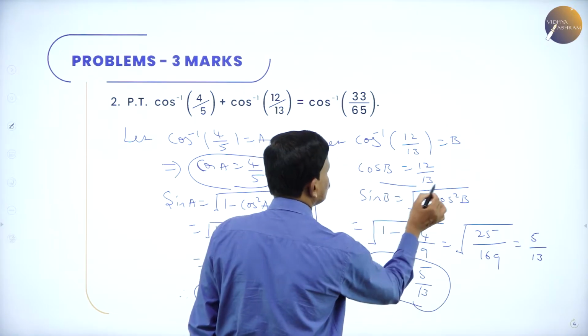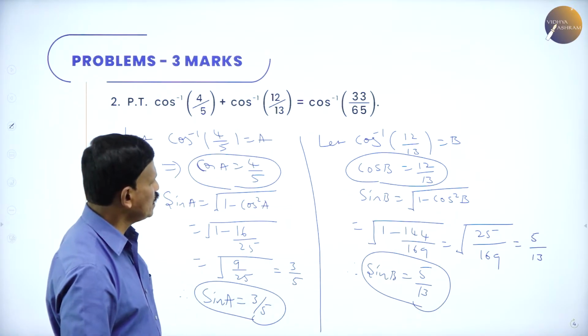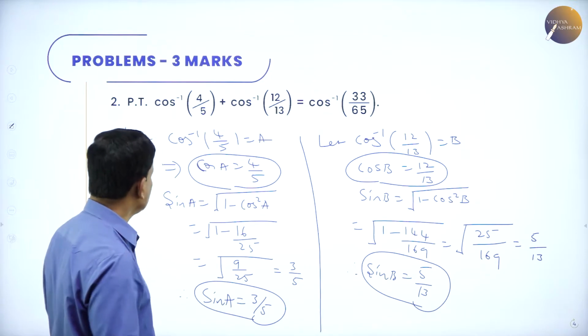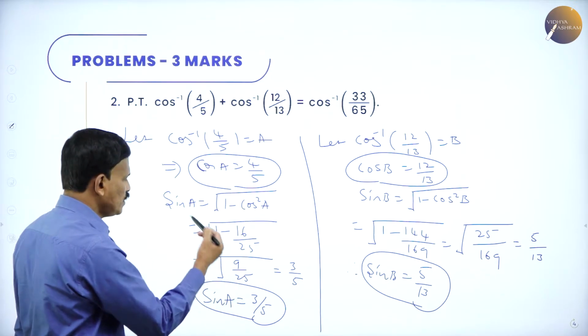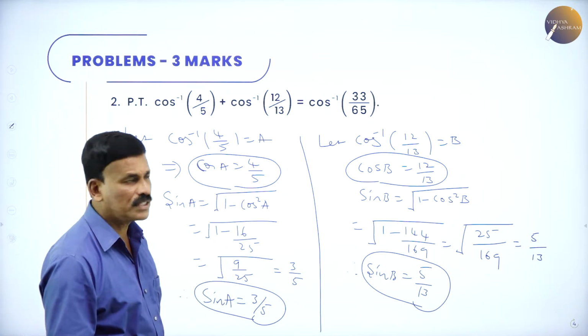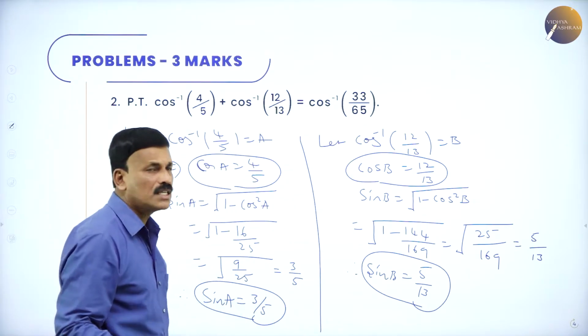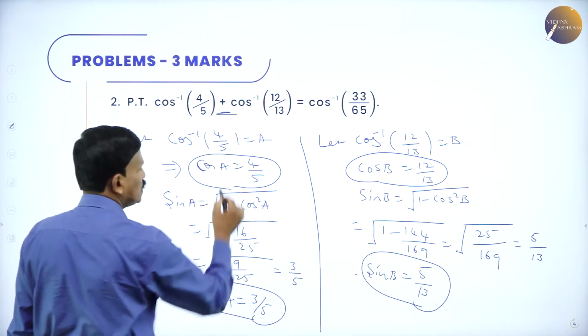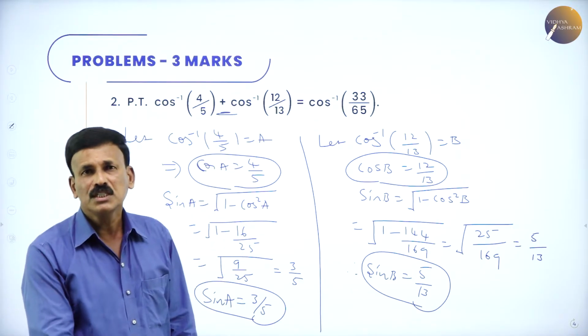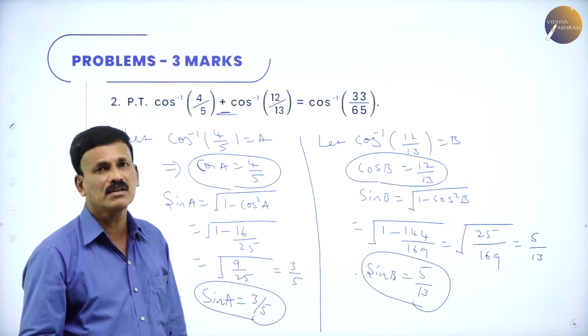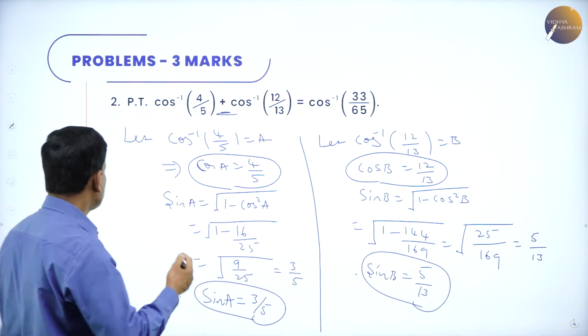See here, cos b is equal to 12 by 13 and sin b is equal to 5 by 13. Cos a is equal to 4 by 5 and sin a is equal to 3 by 5. Now, since the answer contains cos inverse and here the sin is positive, take the cos a plus b formula. Using cos a plus b, we will get the answer. Now I will go to the next page.